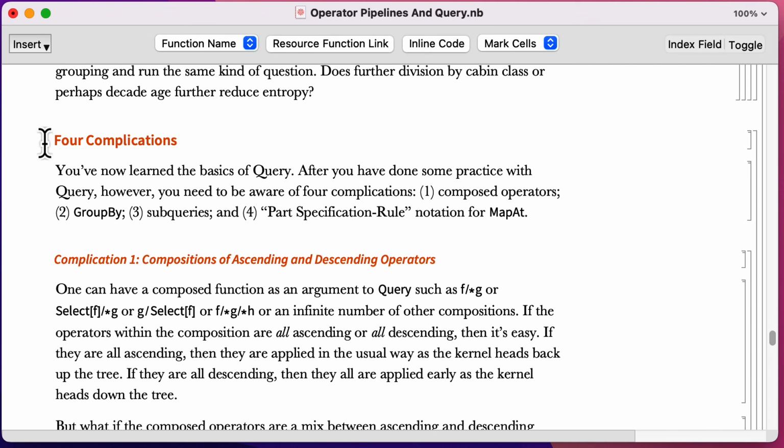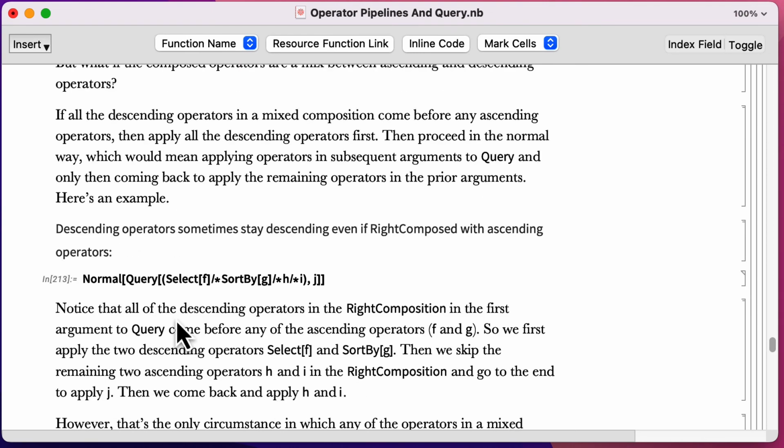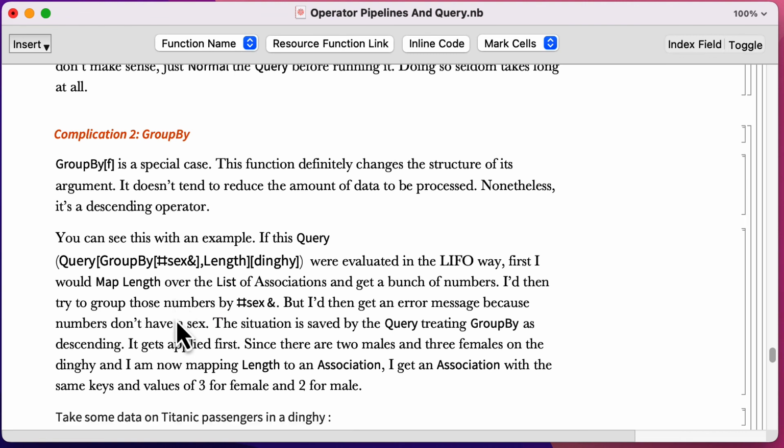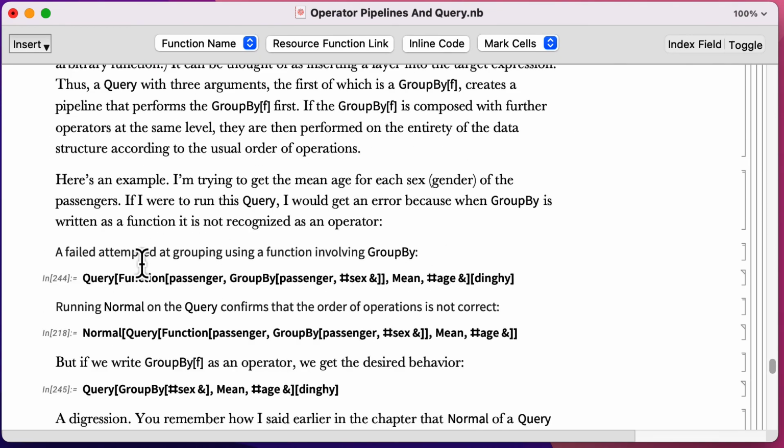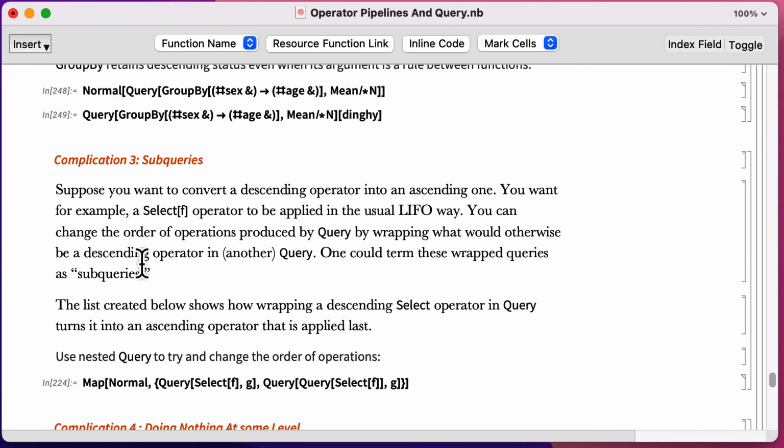I talk in the written version about 4 complications. I think some of these you can read on your own, such as what happens when you have both ascending and descending operators that are composed and that are part of an argument to query. I think you read that on your own and learn about it. Second complication is group by, but actually in our examples we kind of saw how group by works. It tends to come first, and so it's a descending operator that we've talked about. So I think I can spare you a description.